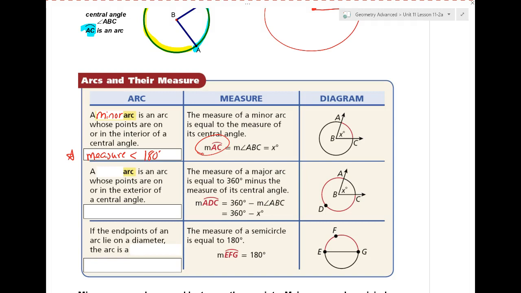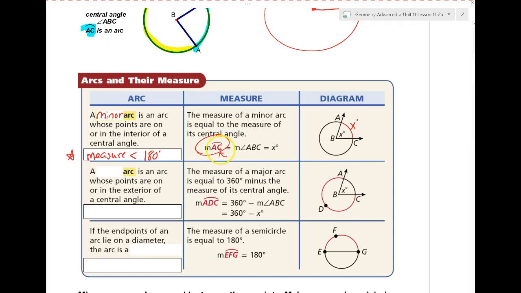So if I'm looking for the measure of this minor arc, arc AC, then I just have to know the measure of angle ABC. So if that's X degrees, guess what that one's going to be? X degrees. Now here's the other thing. Look how many points did I use to name that minor arc? 2. You can use up to 3, but if you see an arc named with just 2 points, it's going to be a minor arc. It has to be a minor arc for notation wise. So if it's named with only 2 points, it's a minor arc.